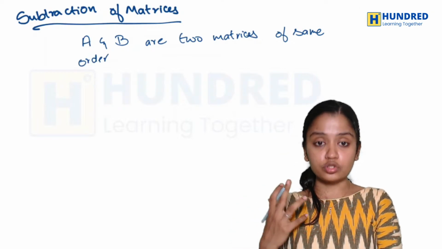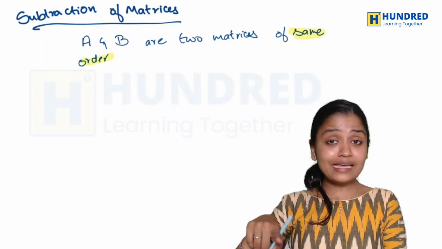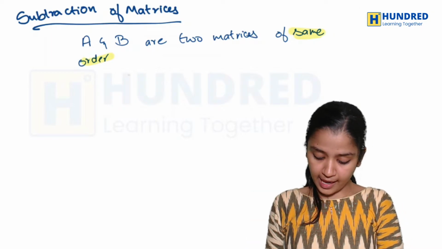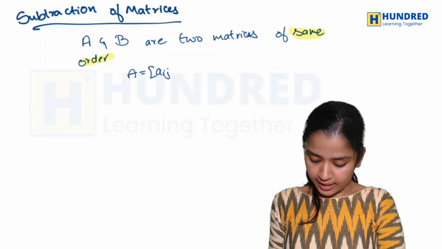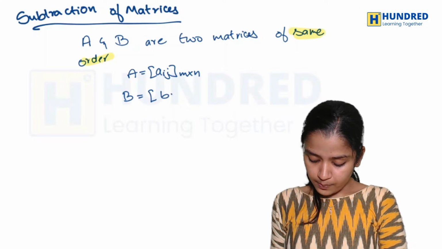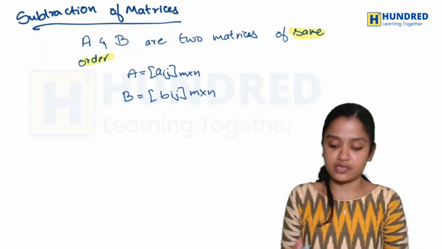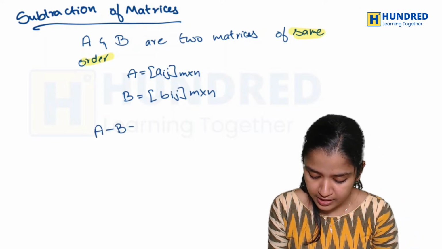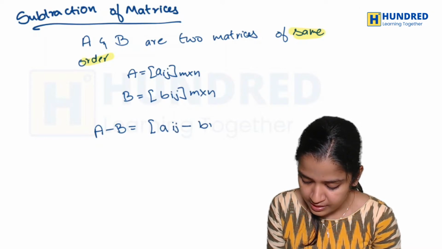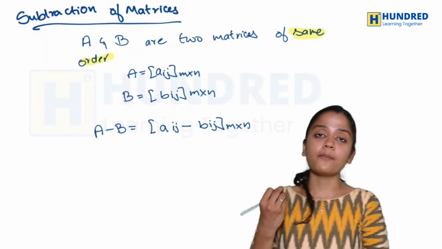So what can you do? Basically this point is very important when you're adding or subtracting a matrix. If my A is nothing but Aij, which is M cross N, and B is nothing but Bij, which is M cross N, then when I subtract the 2 matrices, A minus B, it will be Aij minus Bij of M cross N. So this is my matrix.